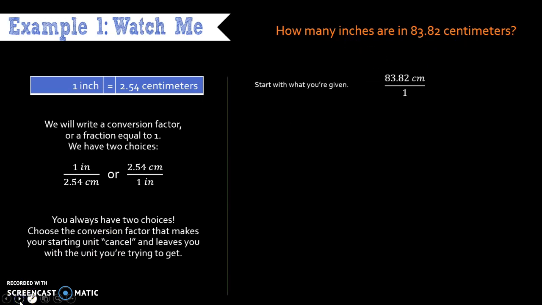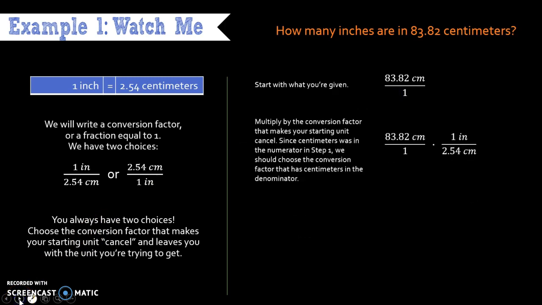We're going to always start with what we're given. We were given 83.82 centimeters to begin with, and I'm going to turn it into a fraction by placing it over a denominator of 1. This is just going to help the multiplication go a whole lot easier if we're dealing with fractions all the way across. Now we're going to choose the conversion factor that makes my starting unit cancel.